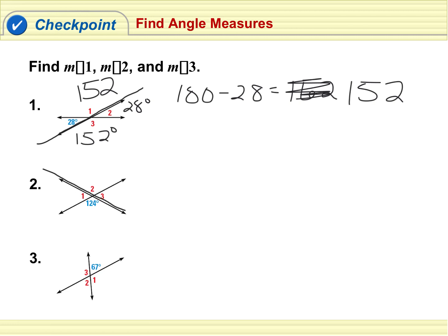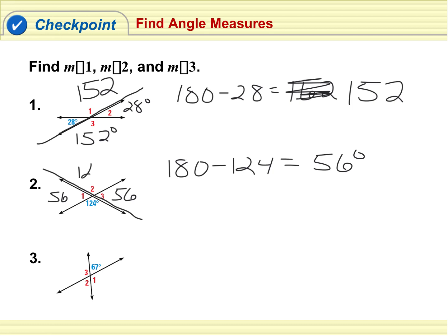Are they on the same side of the straight line? Yes. So what do you do? Subtract from 180. 180 minus 124 gives you 56. So angle 1 is 56. If 1 is 56, what's 3? 56, because it's vertical. Vertical angles. What's 2? 124, because it's vertical. Good.